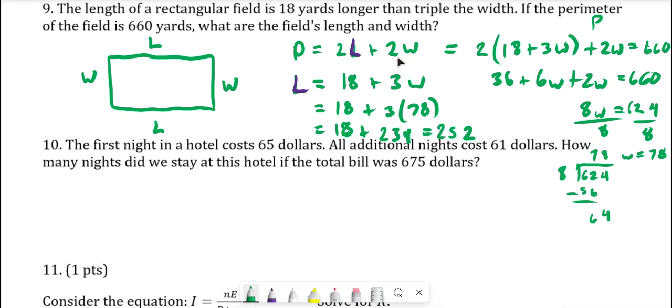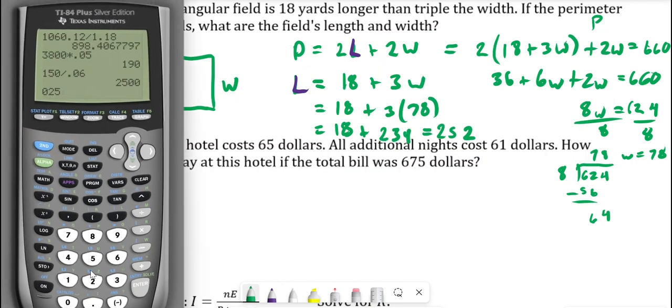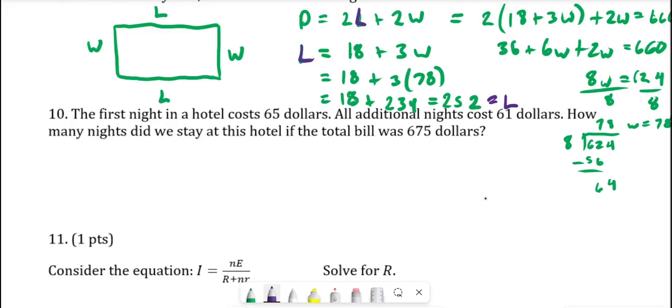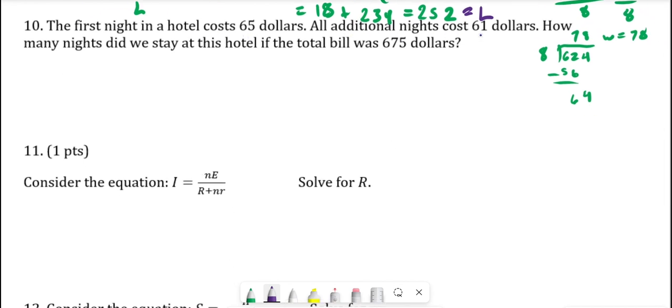And we could check our work here, because we know, first of all, we should get 252 times 2 plus 78 times 2 is equal to 660. Is, in fact, 252 times 2 plus 78 times 2 equal to 660? It is.